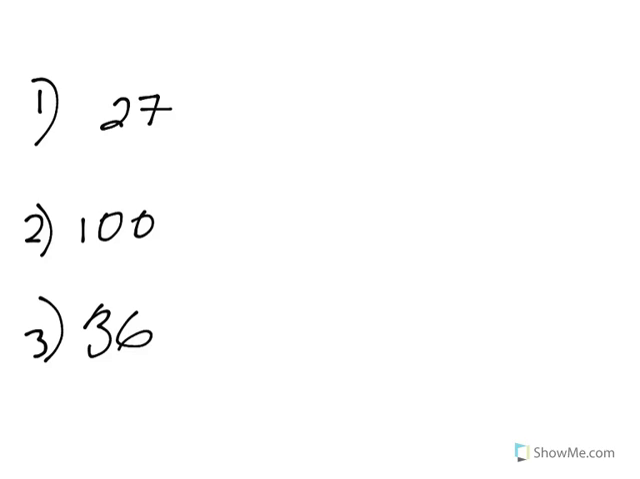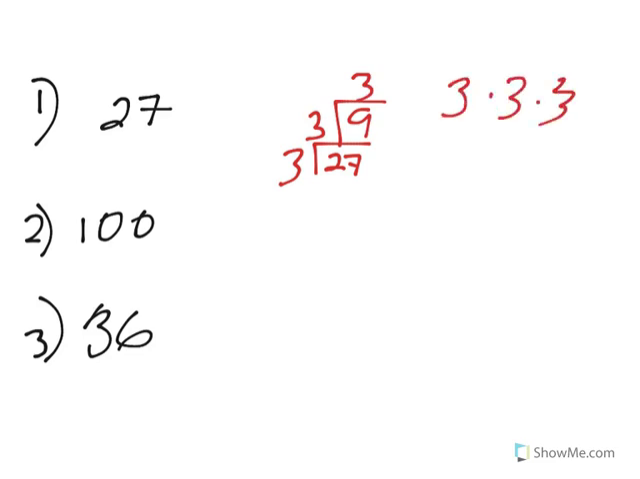Okay, so the prime factors of 27, well, 2 doesn't go into 27, but 3 does, 9 times, and 3 goes into 9 3 times. So the prime factors of 27 are 3 times 3 times 3, or we could just say 3 to the third power. Okay?